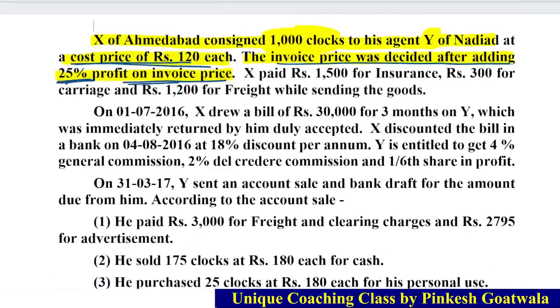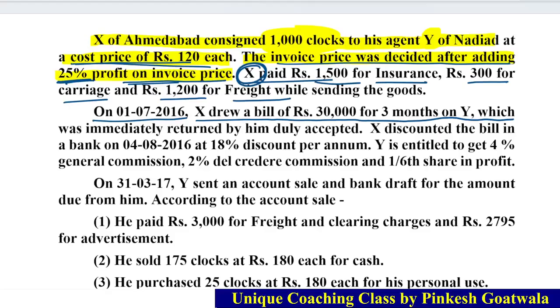Now the next, X paid 1500 for insurance, 300 for carriage and 1200 for freight. X means consigner payment કરે છે એટલે આપણે cash account માં effect આપીશું. On 1/7/2016, X drew a bill of 30,000 for 3 months on Y, which was immediately returned by him duly accepted. So 30,000 ni bill, for how many months? 3 months, right? Remember 3 months માટે લખેલી છે 30,000 ની બિલ્સ છે.